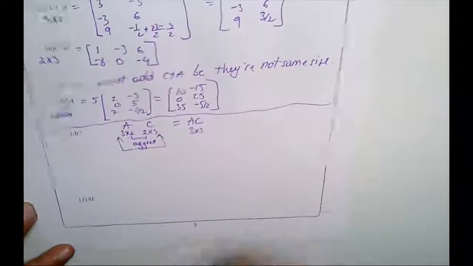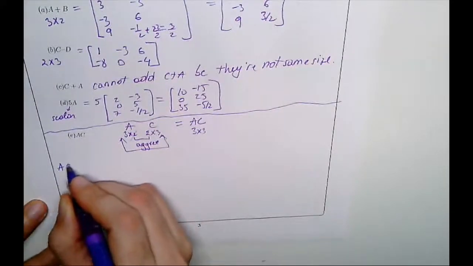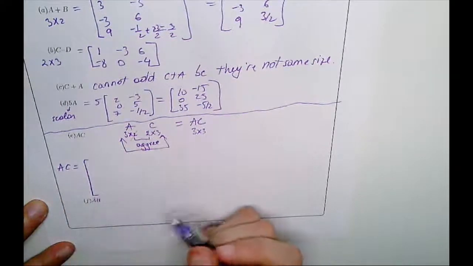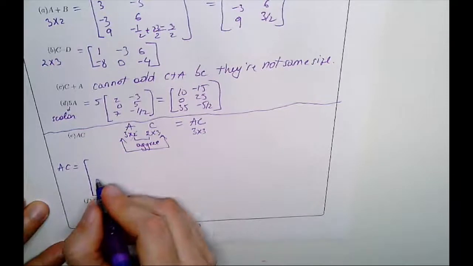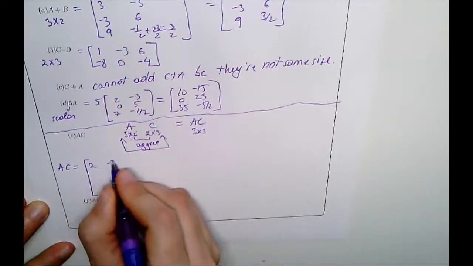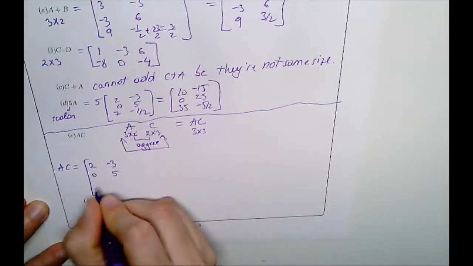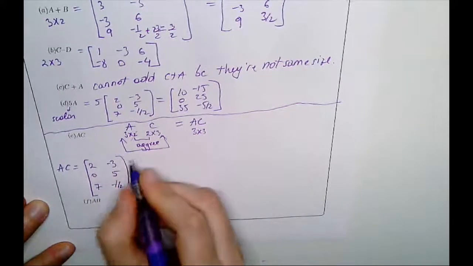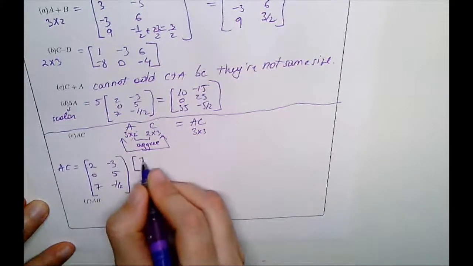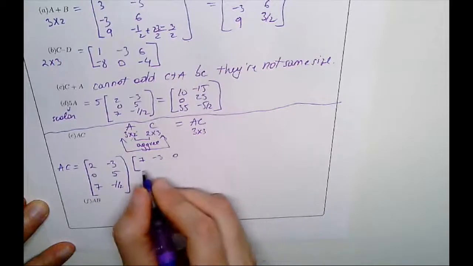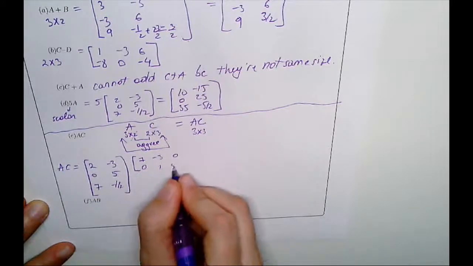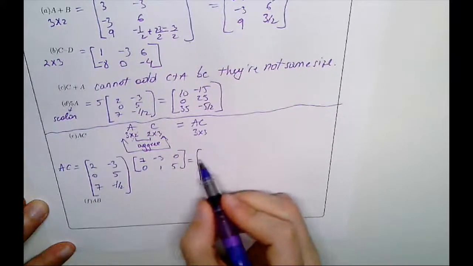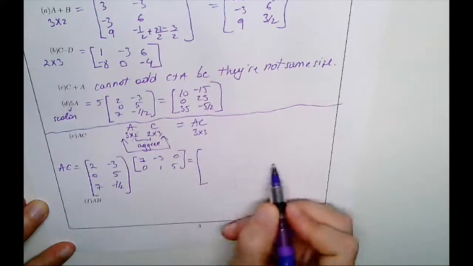All right, so let's see what is a times c and how to multiply. So a times c, it helps if you write what a is: 2, negative 3, 0, 5, 7, negative 1/2. And then c is 7, negative 3, 0, 0, 1, and 5. And we know that the result is going to be a 3 by 3. So I'm going to have 3 rows and 3 columns.